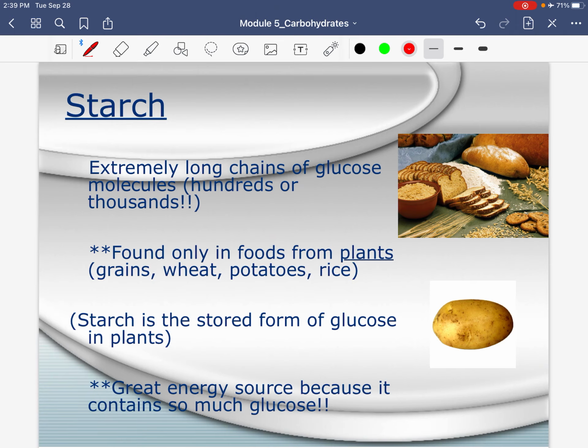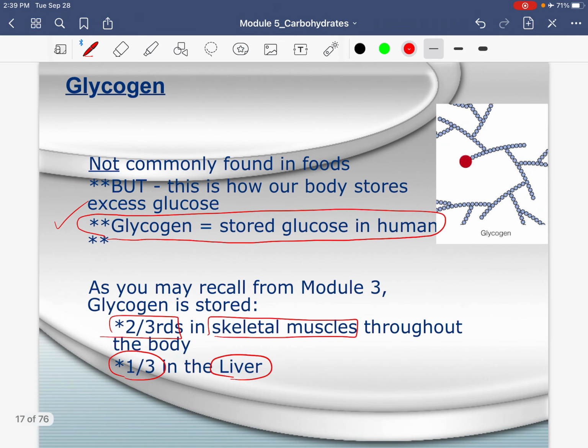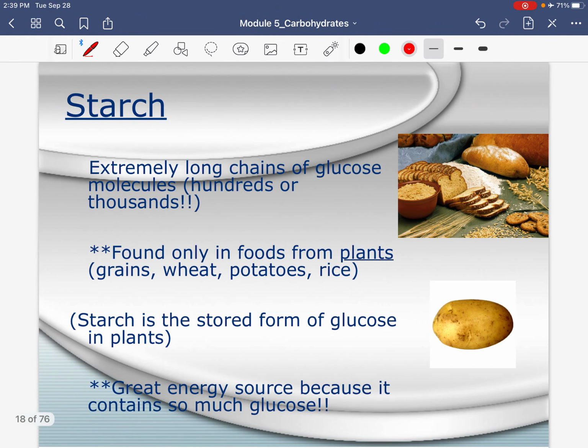Starch. I apologize, I made a mistake. I said that glycogen was the stored form of glucose in plants. It's really starch, but you're not going to have to know that for this class. All right, what we need to know is starch.